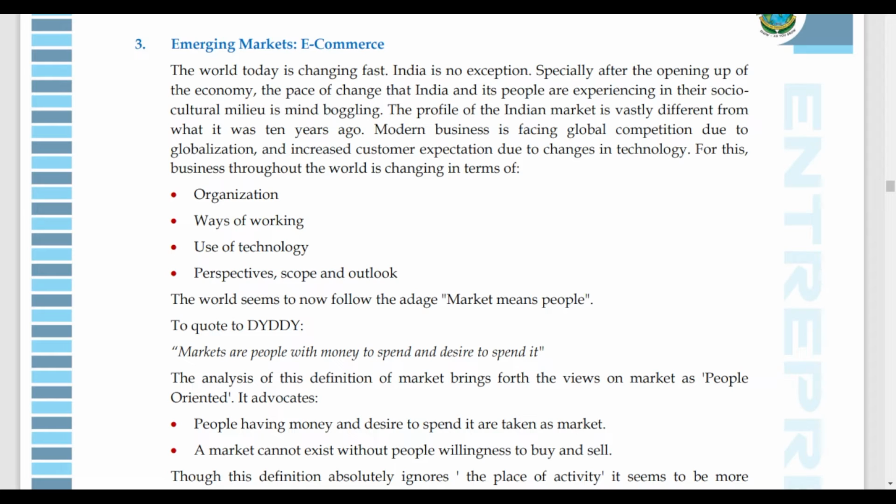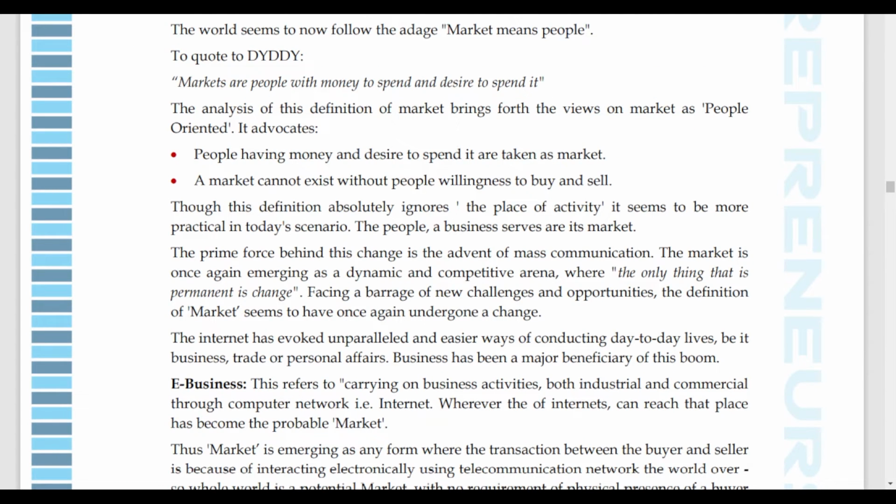For this, business throughout the world is changing in terms of: 1. Organization, 2. Ways of working, 3. Use of technology, 4. Perspectives, scope, and outlook. The world seems to now follow the adage, market means people. To quote, markets are people with money to spend and desire to spend it.